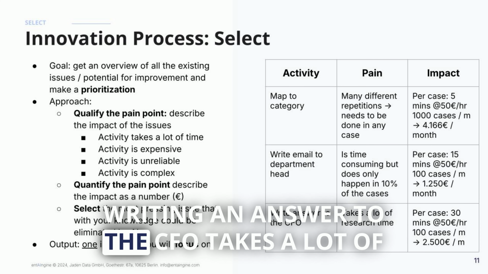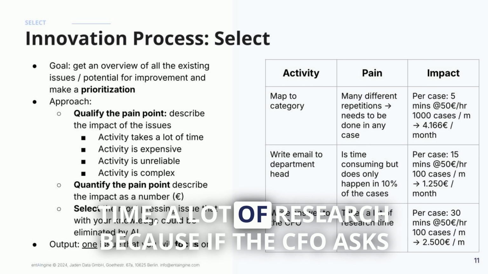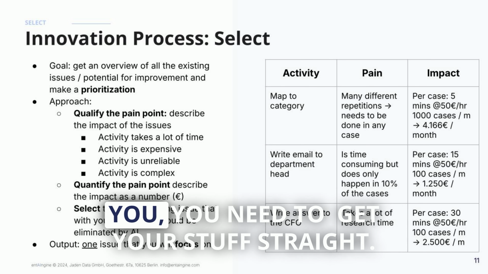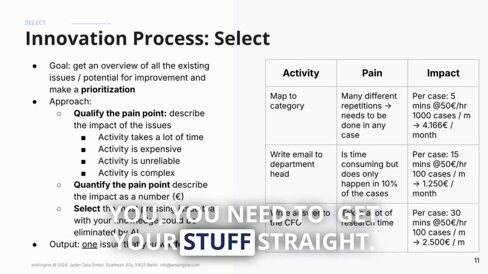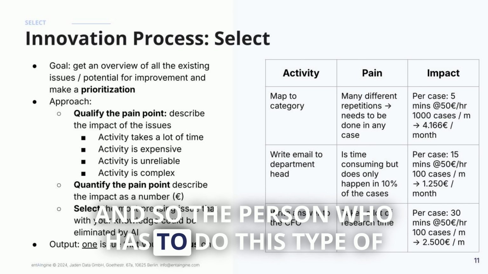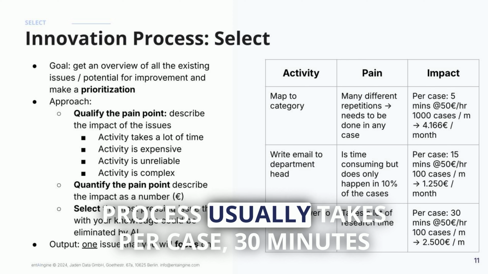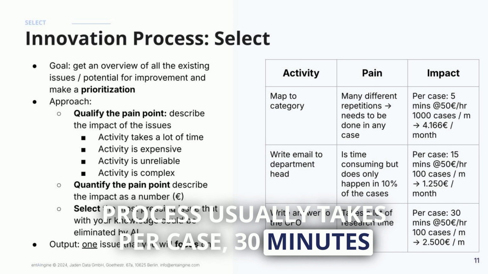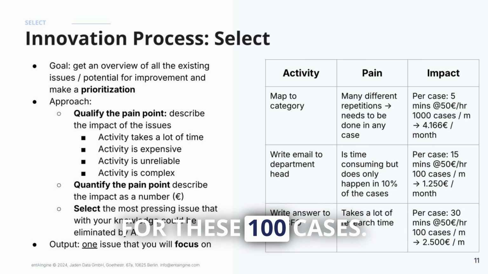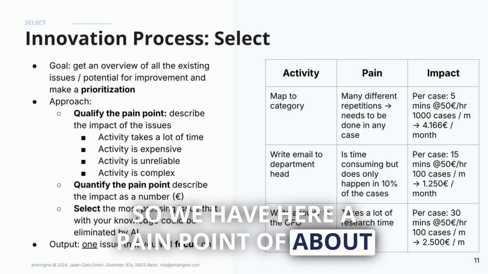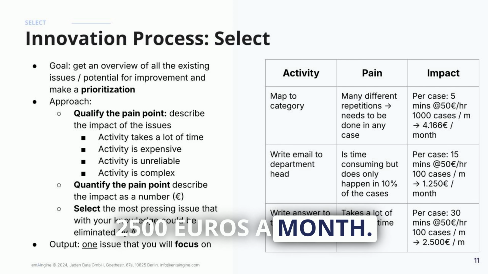Writing an answer to the CFO takes a lot of time, a lot of research, because if the CFO asks you, you need to get your stuff straight. And so the person who has to do this type of process usually takes per case 30 minutes for these 100 cases. So we have here a pain point of about €2,500 a month.